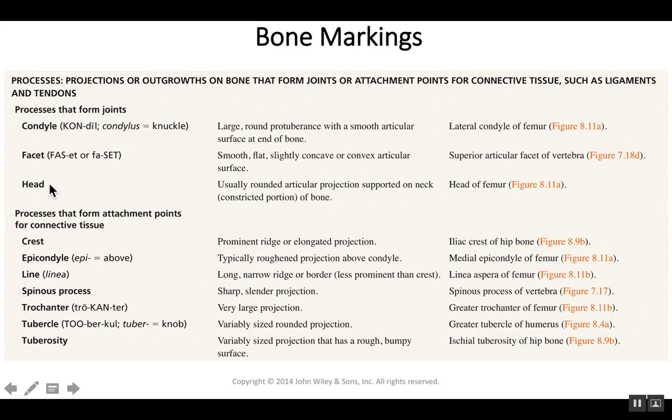Head is usually a rounded projection. Then there are processes that form attachment points for connective tissues, like crests, epicondyles, trochanters. We're going to learn some trochanters that are found on the femur. Tubercles are knob-like structures, and tuberosities are usually rough or bumpy surfaces. So these are new words that we will be using quite a bit when we learn about these bone markings or structures that are found on particular bones.